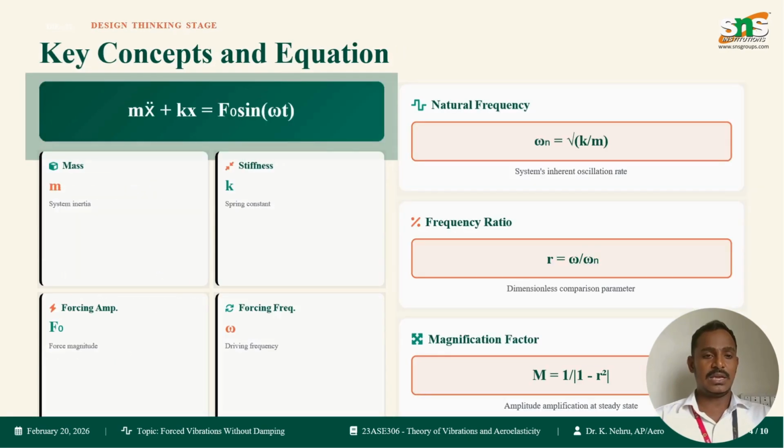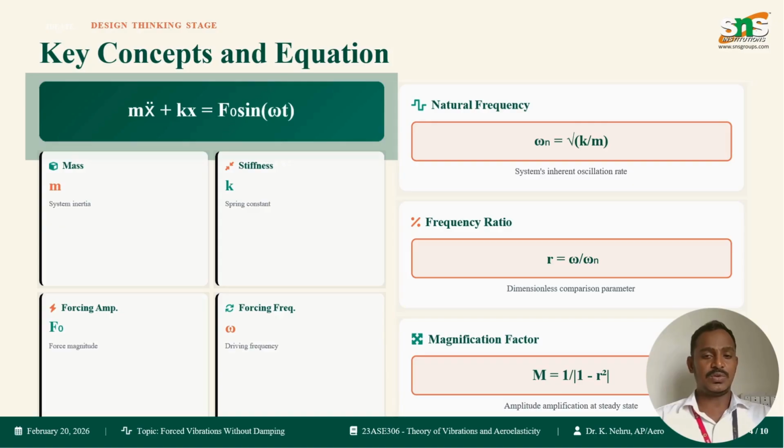So the key concept is the equation of motion, that is m x double dot plus k x equals F naught sine omega t. The steady-state vibration gives an equation that shows the amplitude. It depends strongly on the frequency ratio, and also on phase behavior.